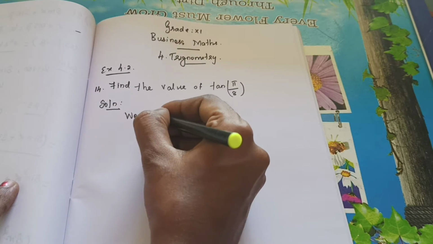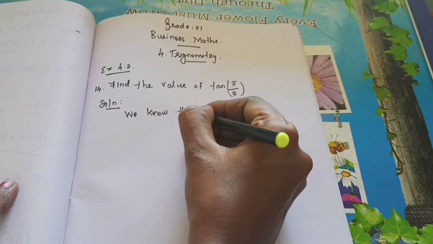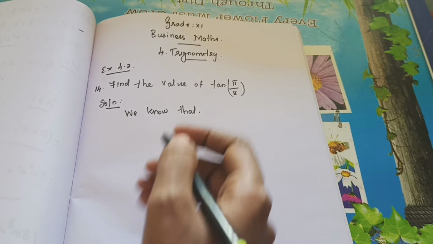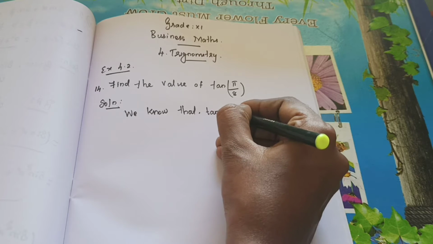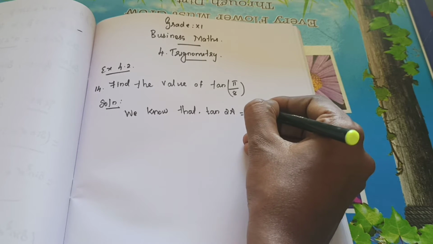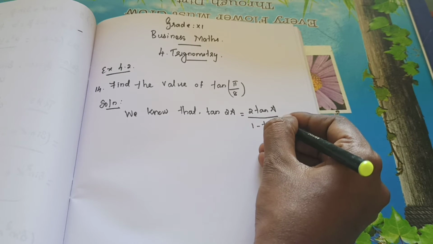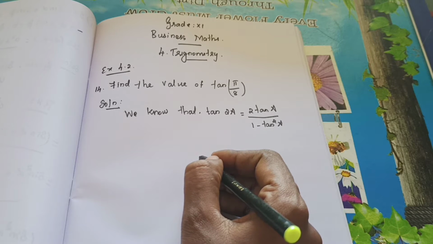We know that. First you need to think if we know any formula related to tan. What's the formula for tan 2A? You have learned it already. Tan 2A equals 2 tan A divided by 1 minus tan square A. We are going to use that formula. We know the identity: tan 2A equal to 2 tan A divided by 1 minus tan square A.